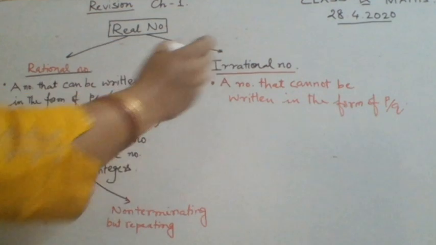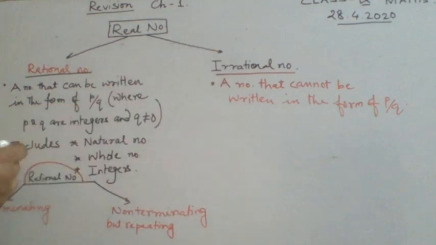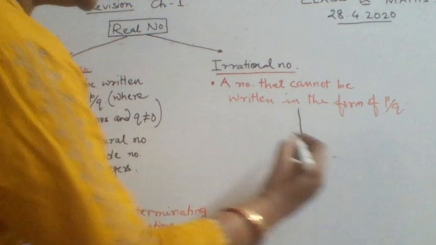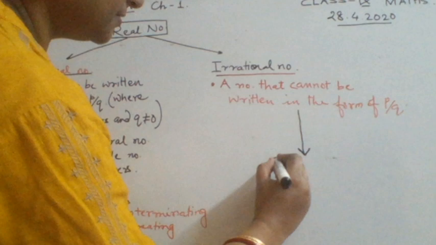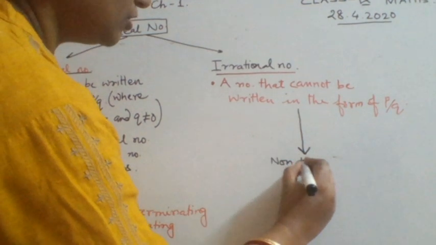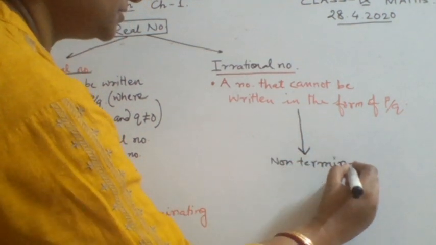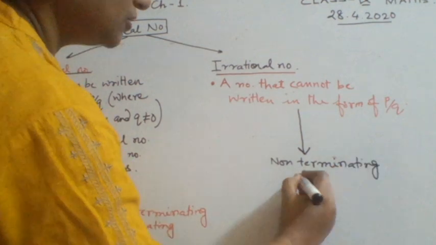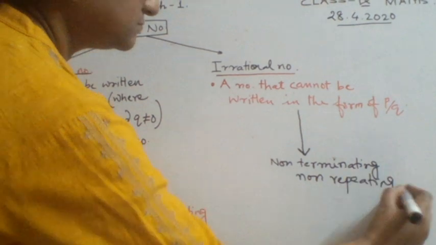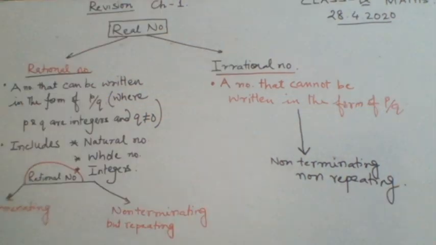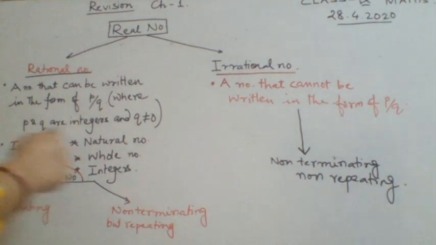But in the case of irrational numbers, you will see the decimal representation is non-terminating, non-repeating. So these are the differences between rational numbers and irrational numbers.